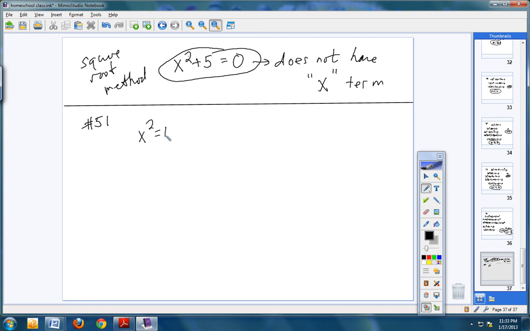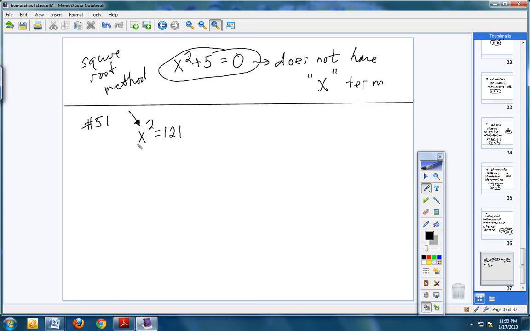x squared equals 121. Are you ready? Let's take it step by step. Step 1 says to simplify both sides of the equation. You cannot simplify this side and you cannot simplify this side. So on to step 2. Step 2 says make sure you do not have an x term. You do not have an x term. I have an x squared term and I have a constant term, but I do not have an x term. Step 3 says to isolate the x squared term. That means get the x squared term all by itself. Well, students, that's already done.